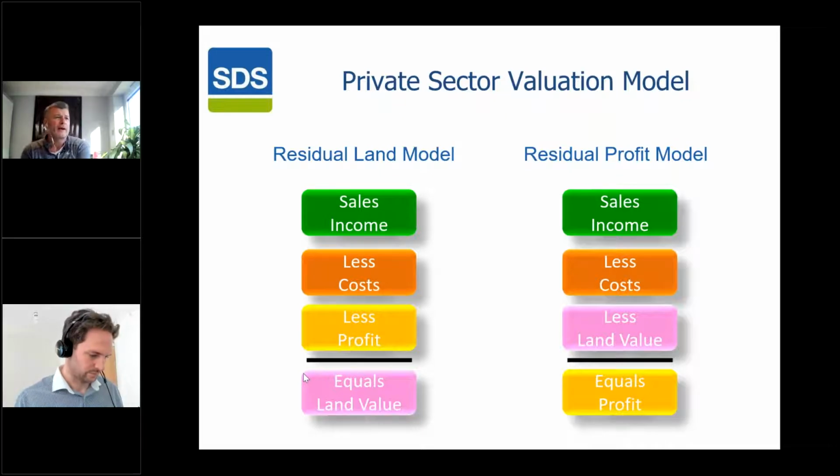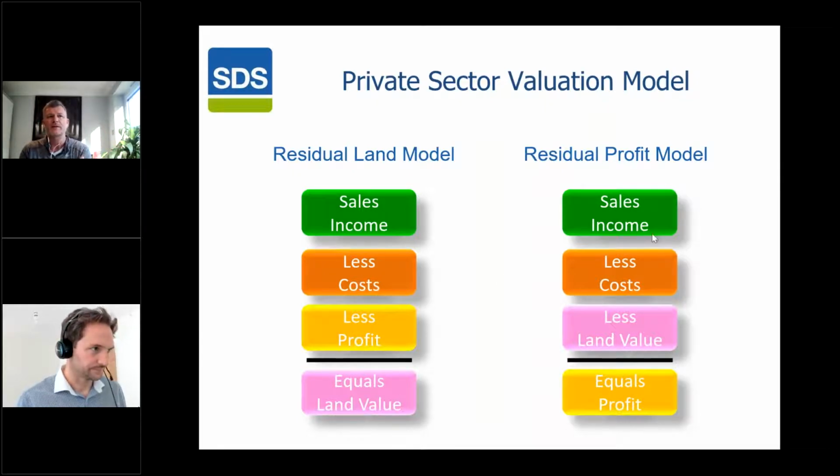Right, so what we're looking at here is two main models, two main areas. We're looking at the residual land model and we're looking at the profit model. At the top here, we've got the same sales income. Let's start on the left here. You've got the sales income, less our costs, and we've got our profit in there. So we're putting our profit in here, which equals our land value. Pretty straightforward on that view.